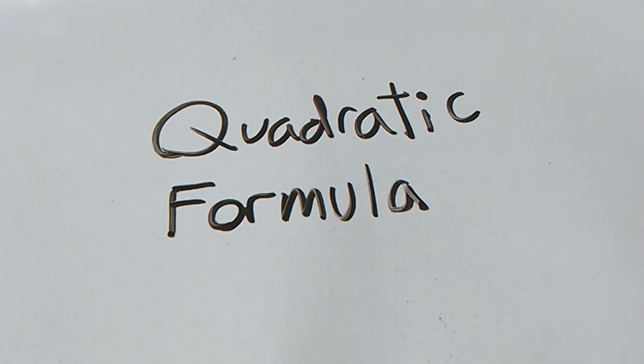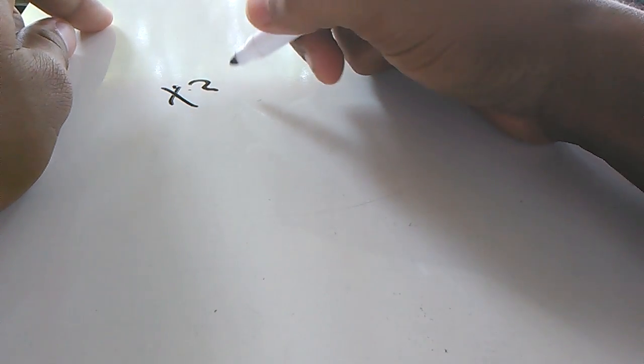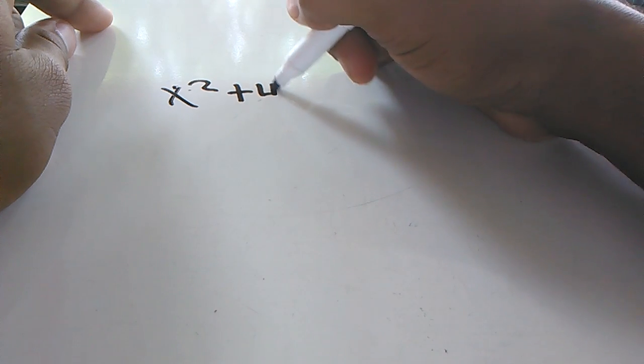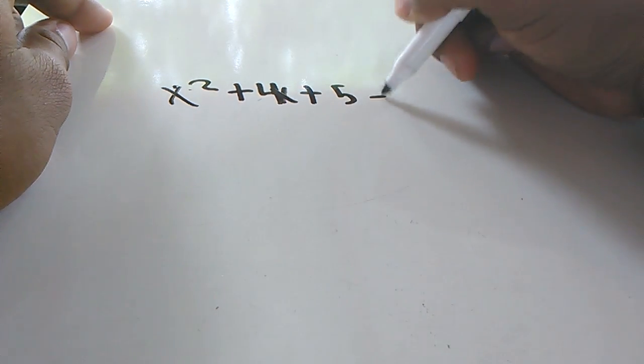Everyone, I am going to show you how to solve a quadratic equation using the quadratic formula. The equation we're going to solve is x squared plus 4x plus 5 equals 0.